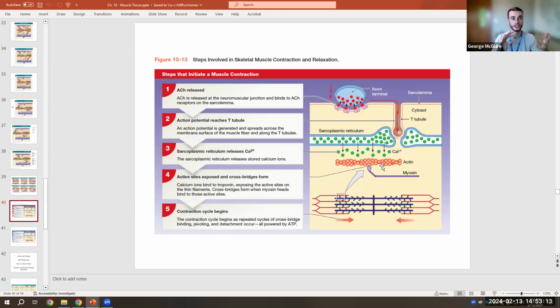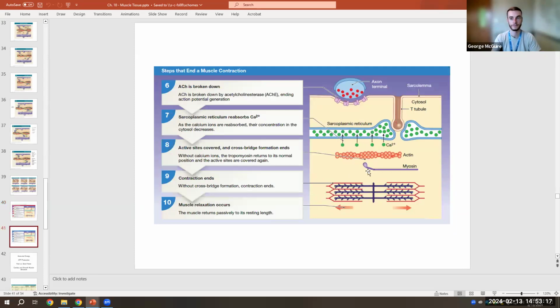And so once contraction is done, right, ATP releases that myosin head. The calcium is going to be reabsorbed back into the sarcoplasmic reticulum. So the troponin is going to let go of it. It'll be reabsorbed back into the sarcoplasmic reticulum. The sodium potassium pump is working to get our membrane potential back to that -70. Right? So pumping sodium out and pumping some potassium back in.